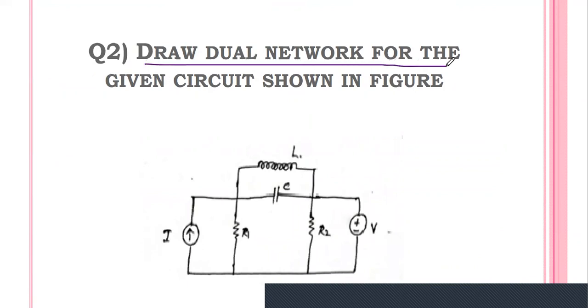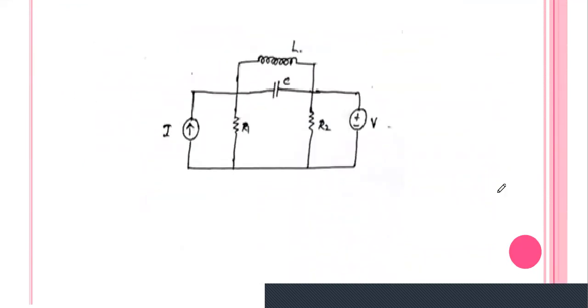Draw the dual network for the given circuit shown in the figure. So this is our given circuit. Using this procedure you may draw the dual network for any circuit. So what is the first step in order to draw the dual network? We have to identify how many loops, how many meshes.